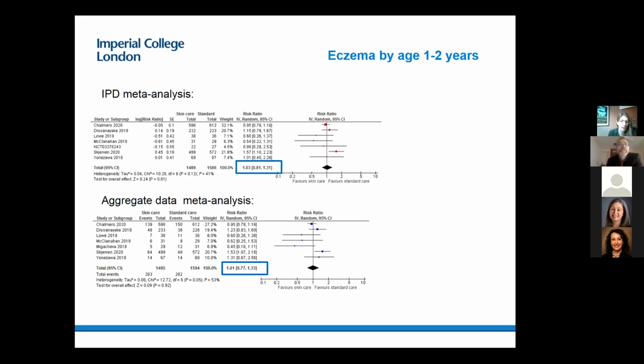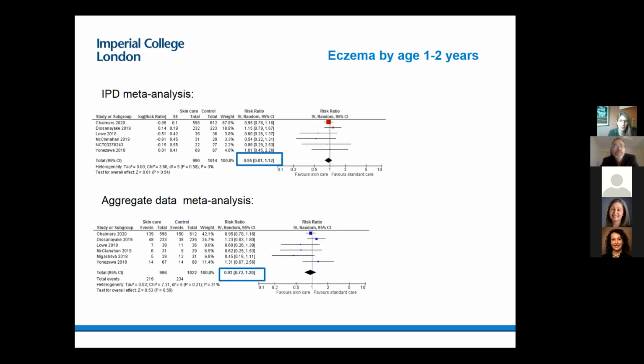Although these results might initially appear not too dissimilar, there are some key differences to point out. There was an increase in precision and a reduction of the statistical heterogeneity in the IPD meta-analysis. This went from 53% in the aggregate data analysis to 41%. But moreover, the heterogeneity of 41% in the IPD analysis could be entirely explained by one trial, the Skjerven trial, which had a relative risk favouring standard of care. So, this one here.